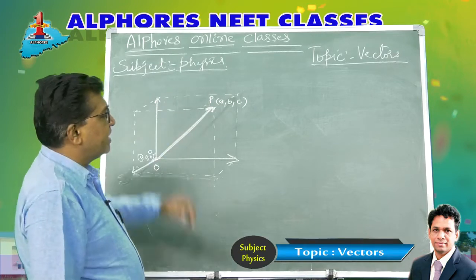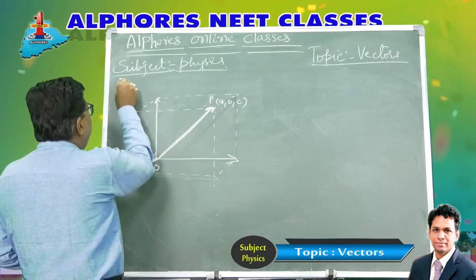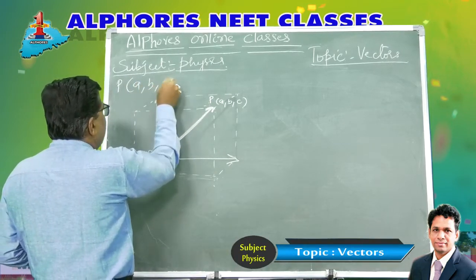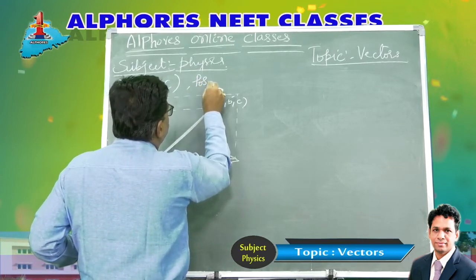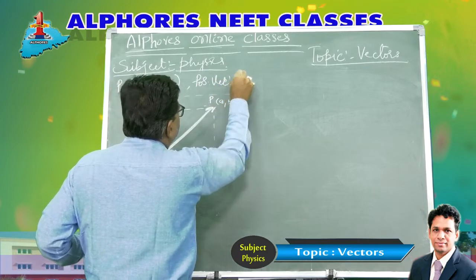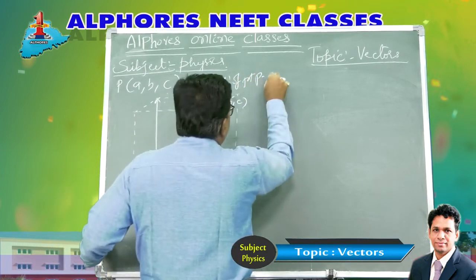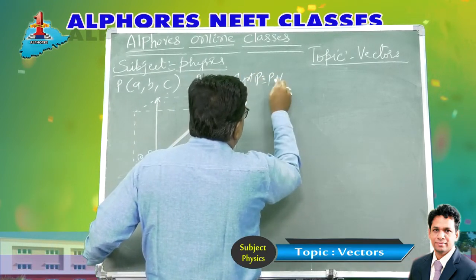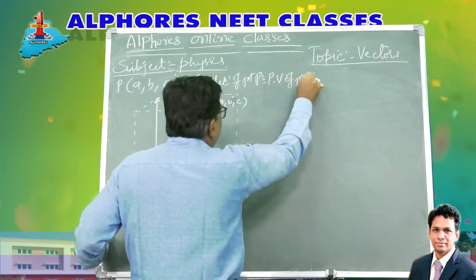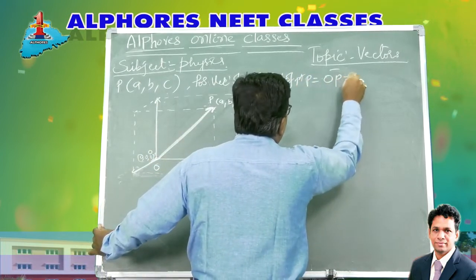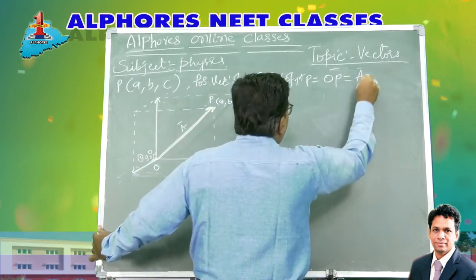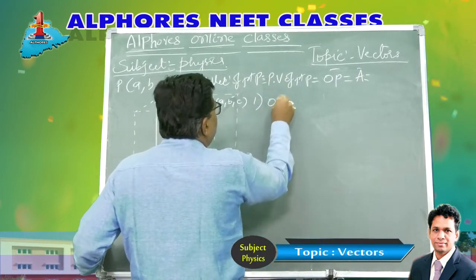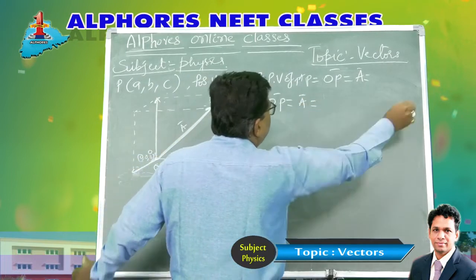So position vector of point P. The point P has coordinates A, B, C. Now the position vector of point P, that is PV of point P, is simply termed as PV of point P. That is OP bar. Let me name it as some A bar. So this is A bar. Now how do you denote this OP bar?